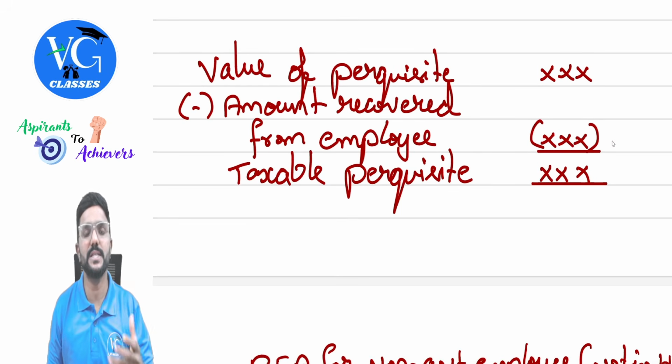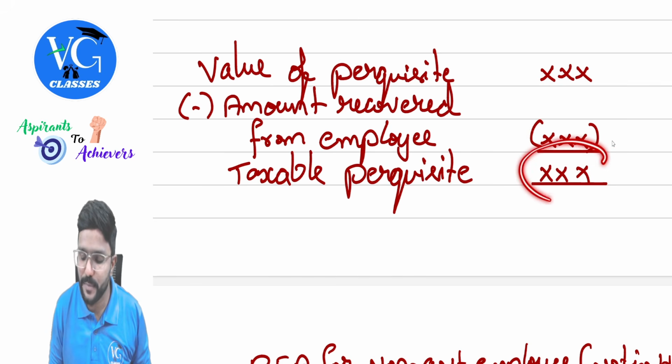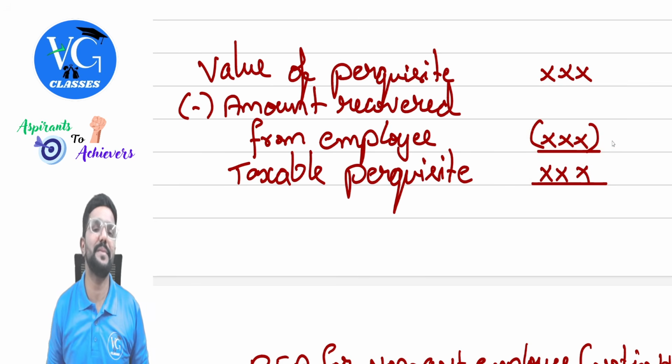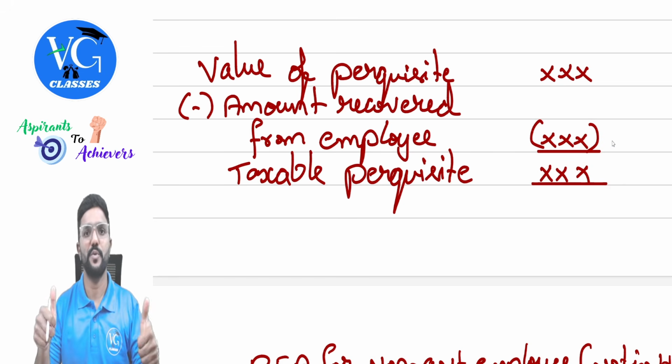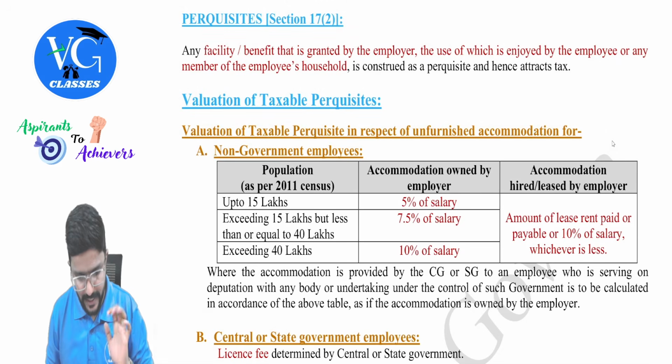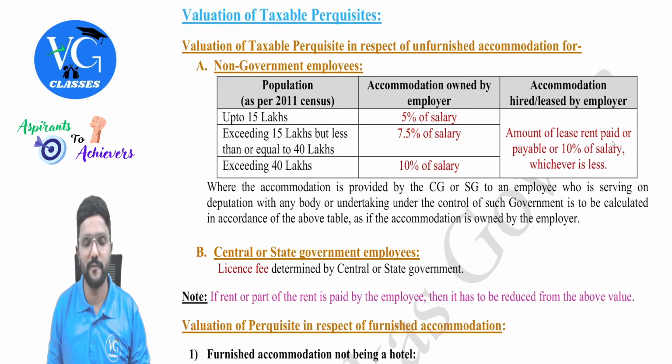If any amount is recovered from employee or if employee has paid any amount, please reduce it and check what is the net benefit. Only the net benefit will be taxable in the hands of employee as perquisite. Hope you got it. Yes, sir. Now let us start with perquisite. There are different types of perquisite. Each one of them we will discuss in detail, guys, one by one.